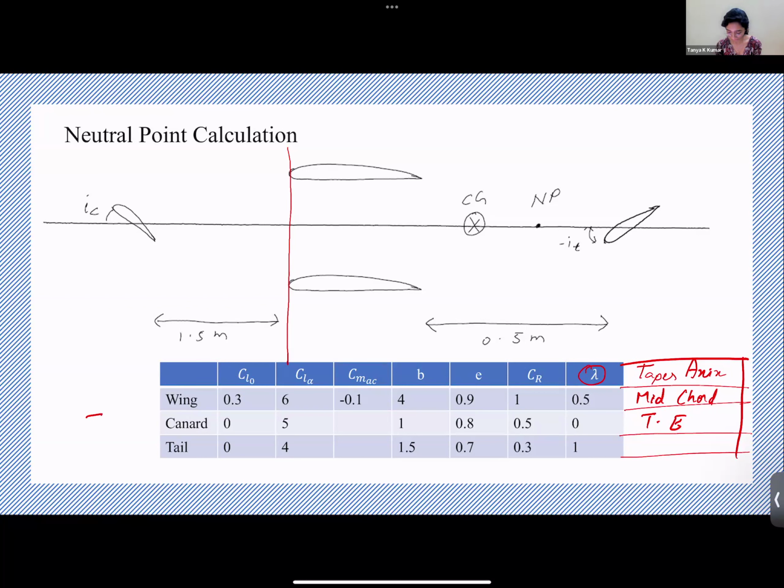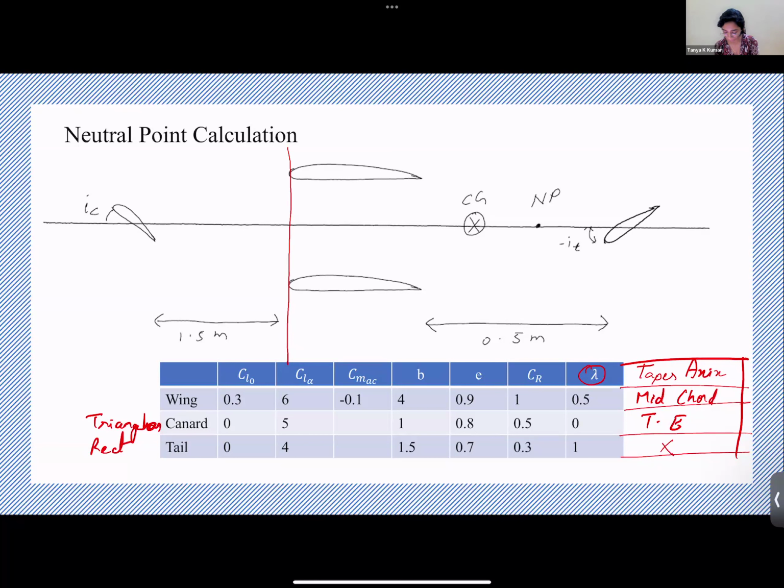Triangular, yes. And what about the tail? Taper ratio is 1. So what is the shape of the tail? Rectangular, correct. And hence it does not have any taper axis.